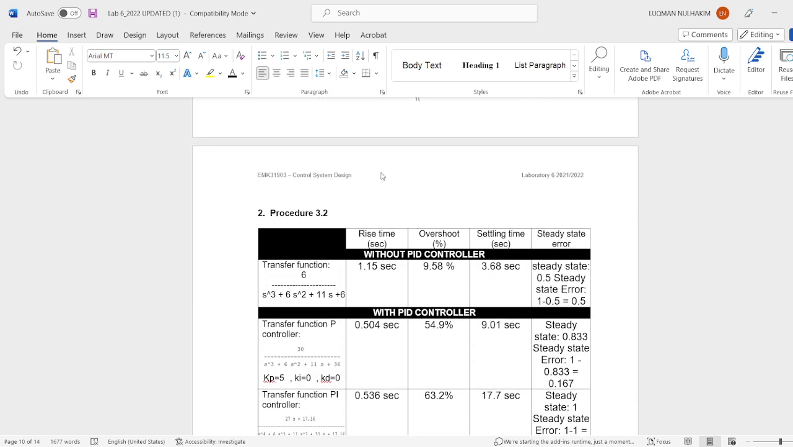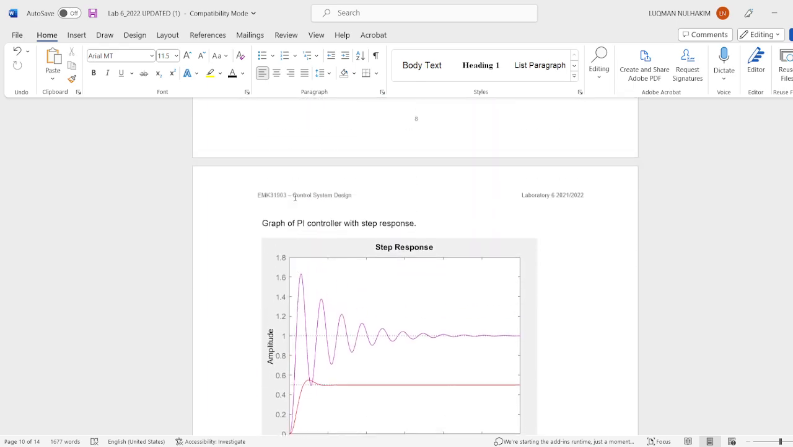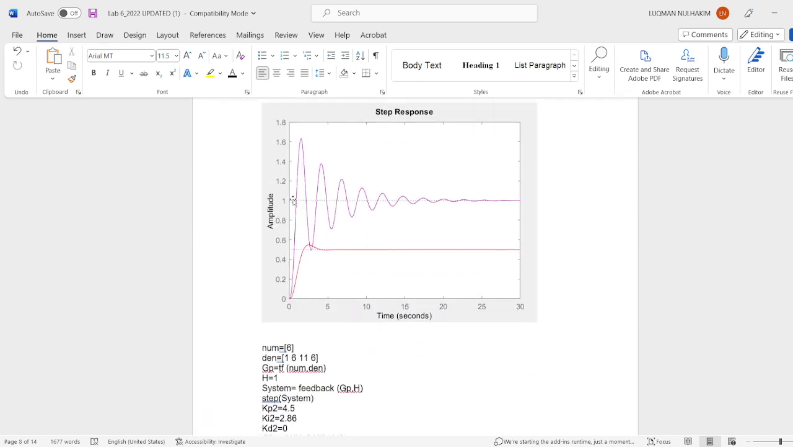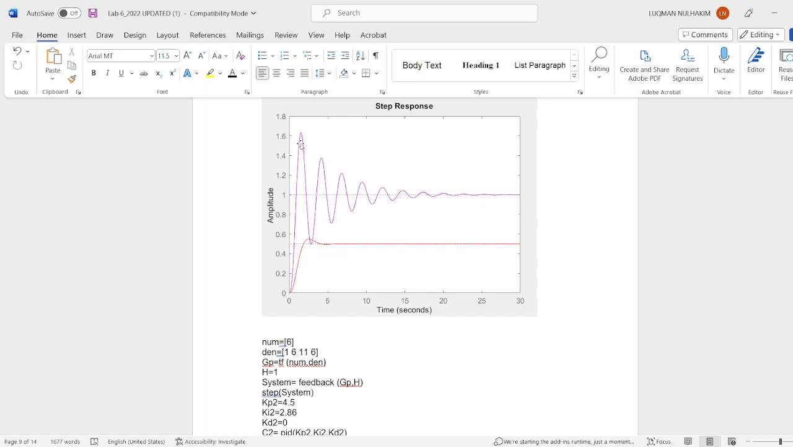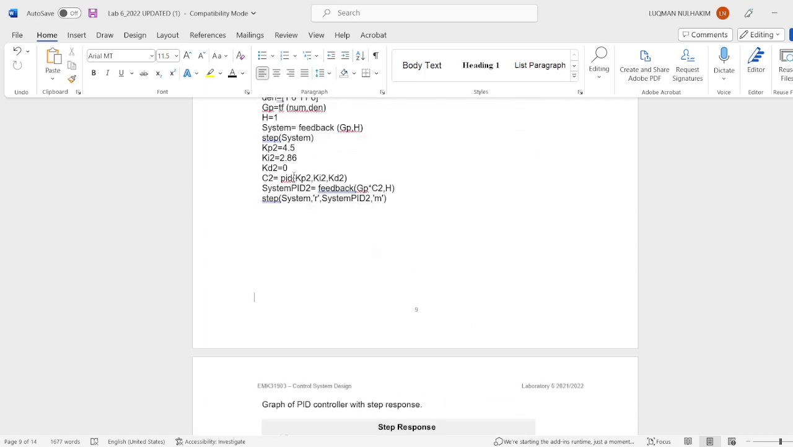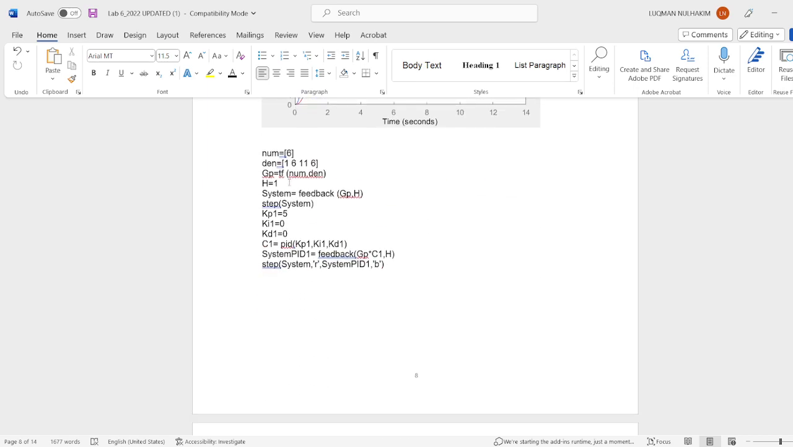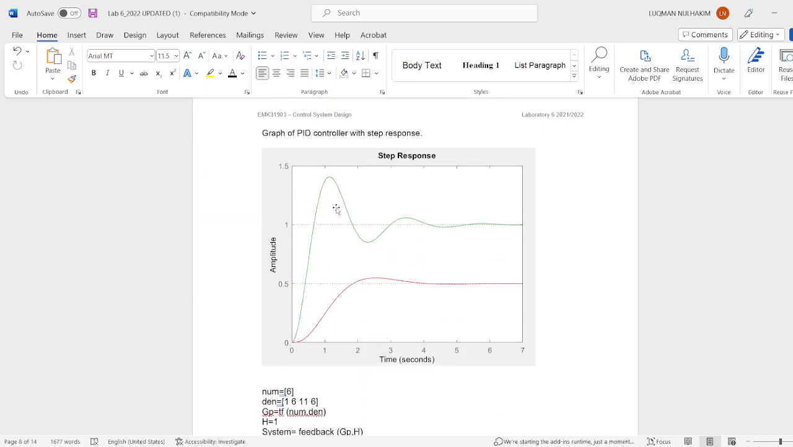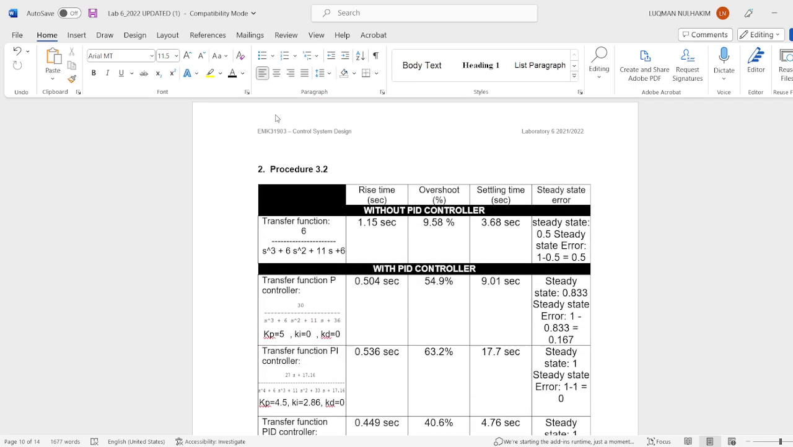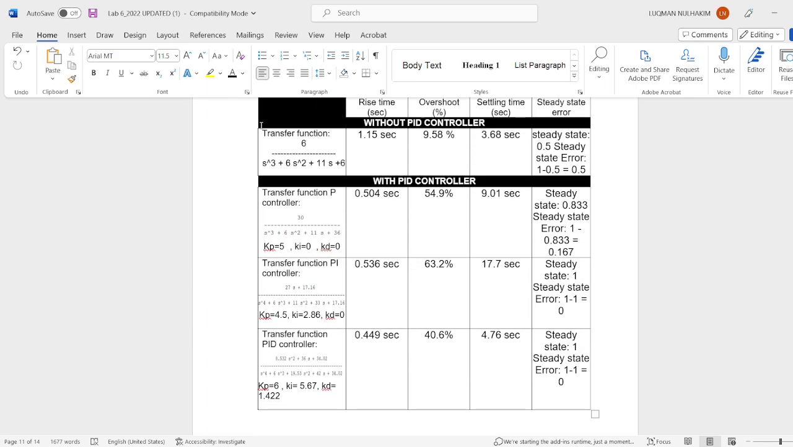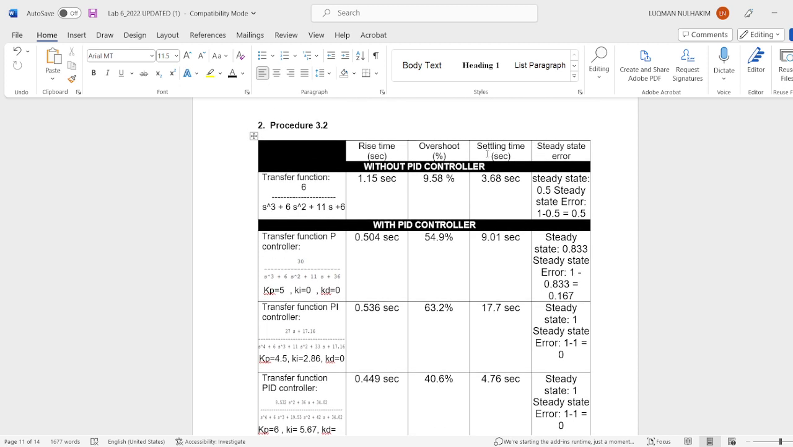And the last one is the comparison of the rise time, overshoot, and settling time. As you can see, the rise time for the PI is the fastest, and the overshoot of the PID is the highest, and the settling time for the P is average compared to the others.